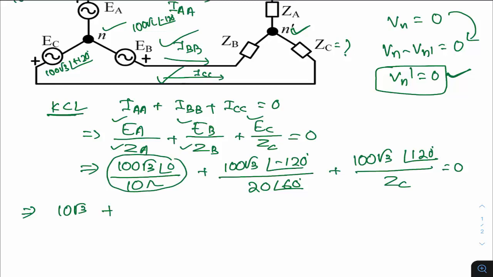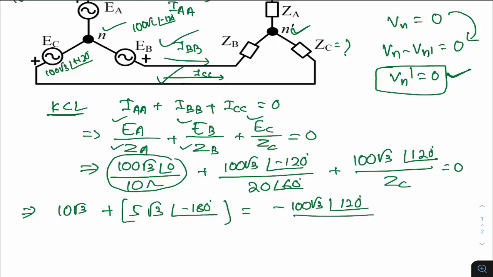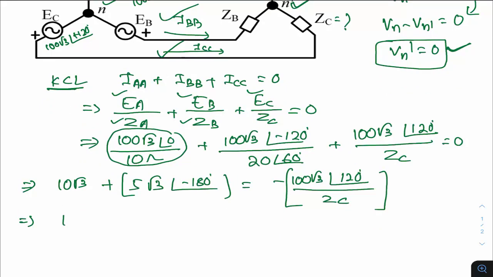And what is 100 root 3 by 20? This is 5 root 3 at an angle of minus 180 degrees. Plus this is, or you can take it to the other side. If you take it to the other side, this is minus 100 root 3 at an angle of 120 degrees divided by ZC. Okay, this is what the situation is. So this is 10 root 3, this is minus 5 root 3 because if the phase angle is plus or minus 180 degrees, then that is equivalent to what? You can take it as a minus sign.